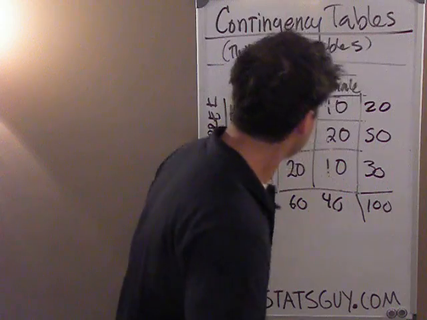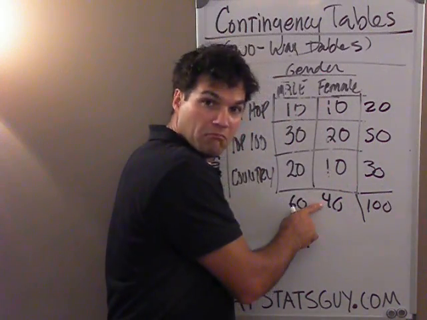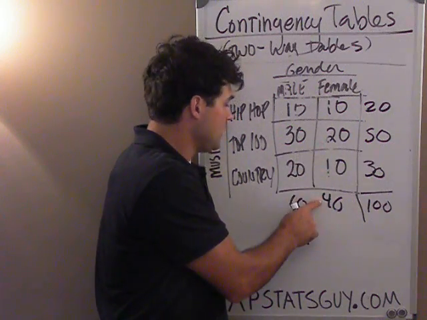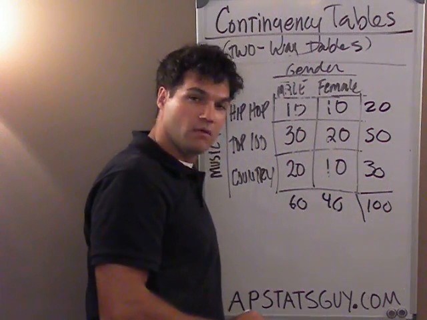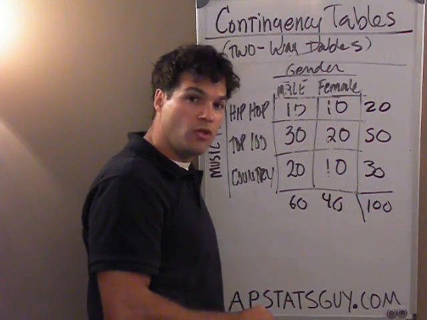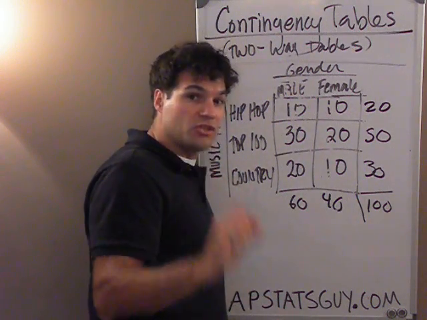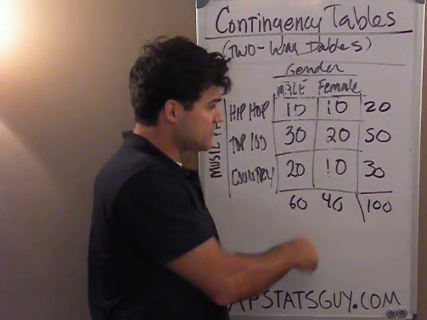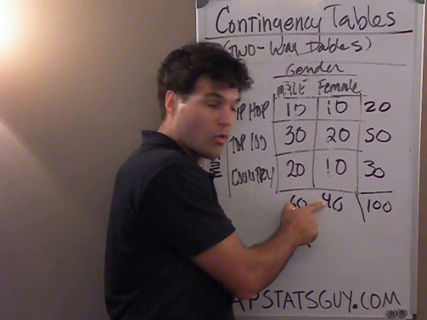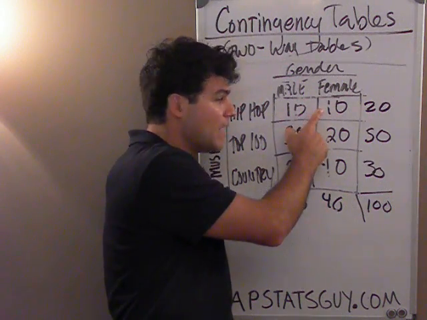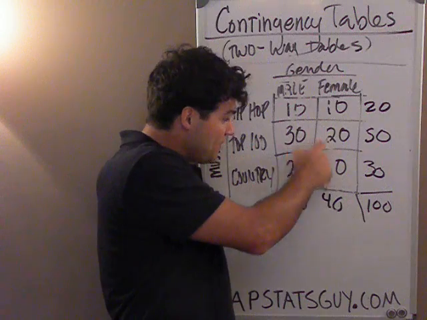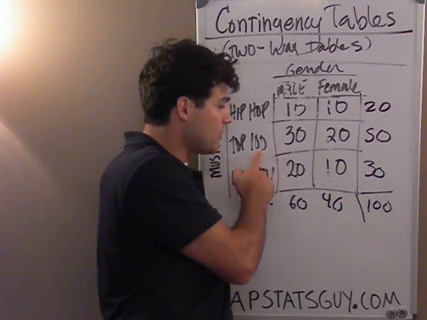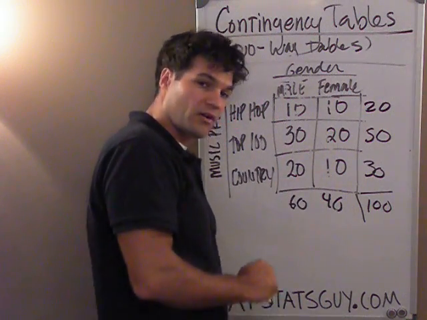But let's look at this again. 10 out of 40 of the females like hip hop, 20 out of 40 like top 100, and 10 out of 40 prefer country. So if I was going to tell you the conditional distribution of music preference for females, I'd say 10 out of 40, which is 1/4, 25% prefer hip hop, 25% of the females, 50%, 20 out of the 40, 50% of the females prefer top 100, and 25% prefer country.